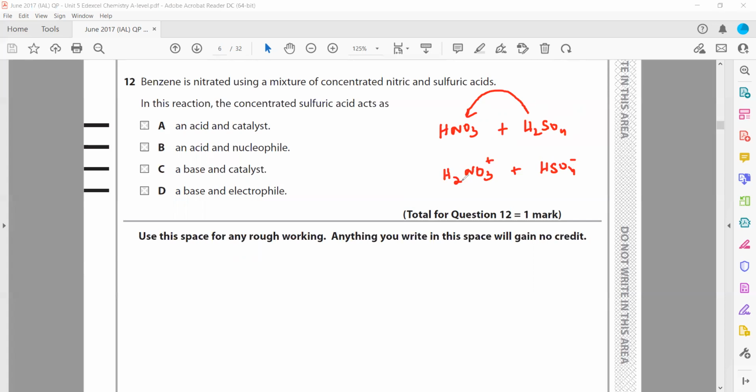And this is actually providing an attacking electrophile to the benzene ring. But when hydrogen is removed, that hydrogen will recombine with HSO4, so it will become H2SO4. A substance which is chemically unchanged, we call a catalyst. And because concentrated sulfuric acid initially loses a proton, by the definition that acids are proton donors, that's why A is the right answer.